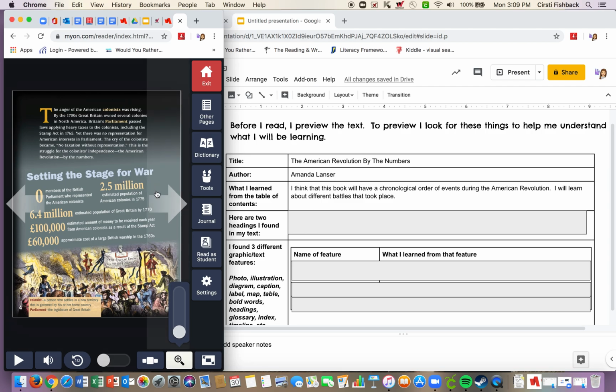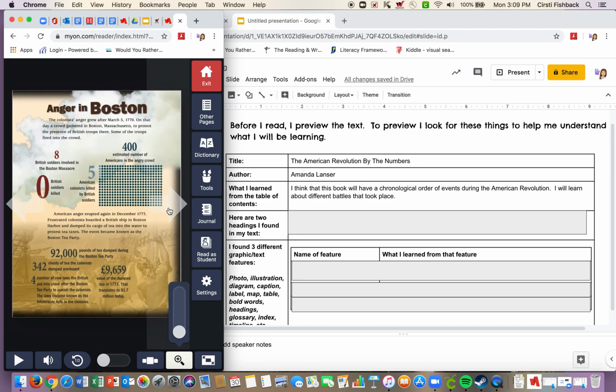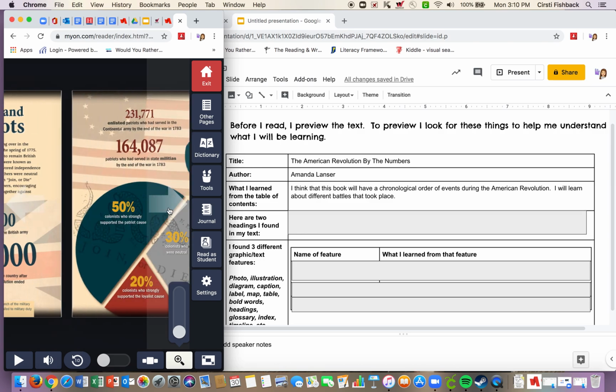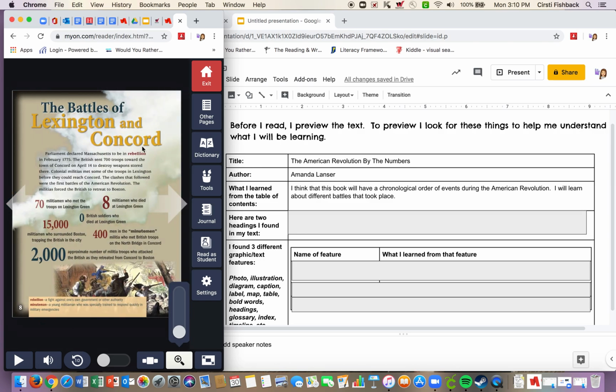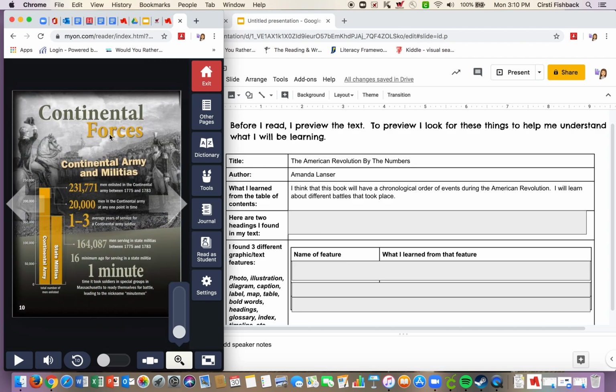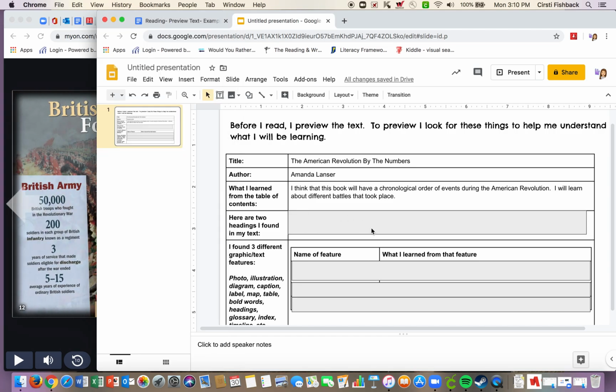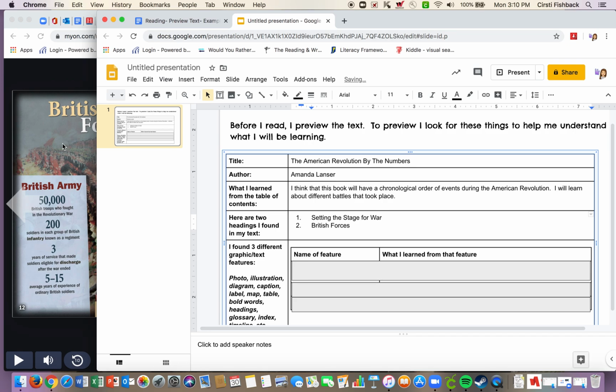So, setting the stage for war. Again, this book is about numbers, so there's going to be a lot of numbers in here. I think it's an interesting and new way to think and learn about some of the facts that took place during the American Revolution. I can see the headings are right up here. They're big and bold. Continental forces, British forces, we've got a lot in here. I'm going to show you the two that I wrote down: setting the stage for war and the British forces.